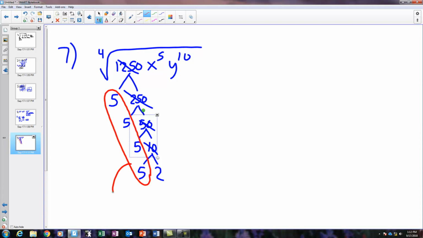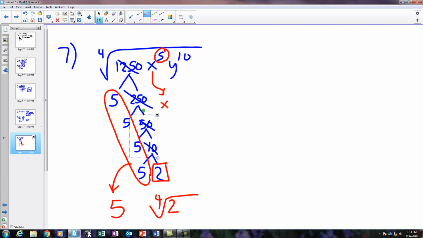What that means is that that information can come out of the root, and anything that didn't have that group of 4 gets to stay behind. So I see that I've got a 5 times the 4th root of 2. The question is, what about the x's and y's? Well, if you think about the x, it's supposed to show up 5 times.